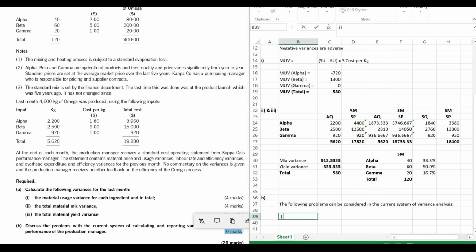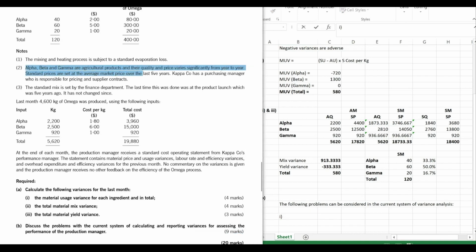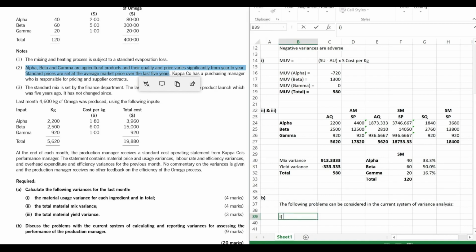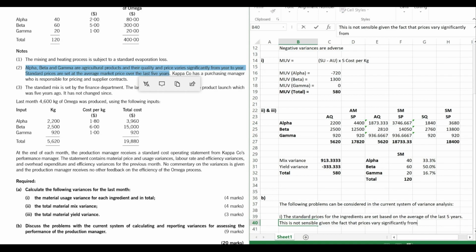Okay, problem number 1. The first problem we got up here is that the standard prices are set at the average market price over the last 5 years, even though the quality and price vary significantly from year to year. So the standard prices for the ingredients are set based on the average of the last 5 years. This is not sensible given the fact that prices vary significantly from year to year.